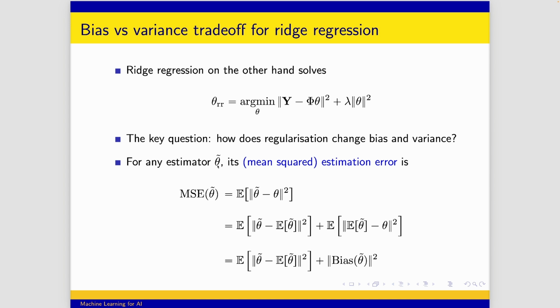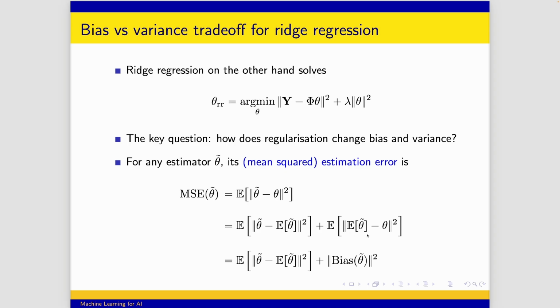Now, for any estimator, let's call it theta tilde, which is going to be a function of our random sample, its mean squared estimation error, let me call it MSE of theta tilde, is defined as this expectation here, the expected value of the 2 norm difference between our estimator and the true value theta. And using a simple trick, we can decompose this into 2 parts. I've done this in a previous video. And this part here, let's leave that alone for a second. This will turn out to be something that we relate to a variance.